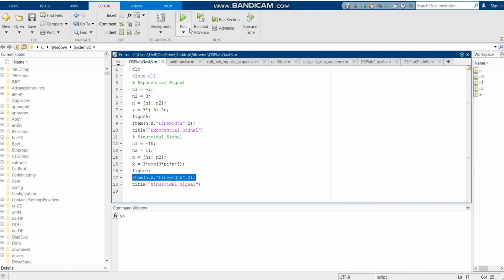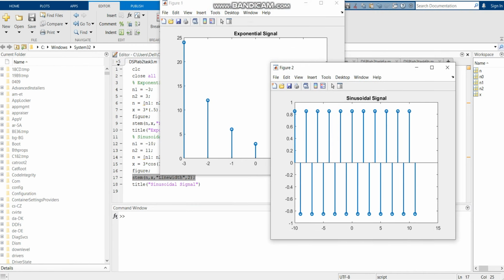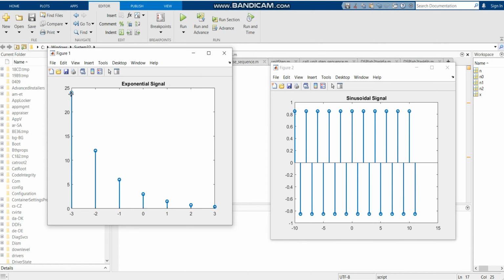So the output of this code is two figures. The first one is the decaying exponential signal, and the second one is the cosine function.